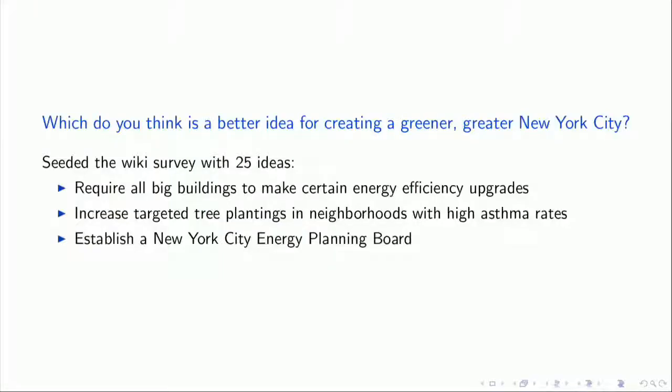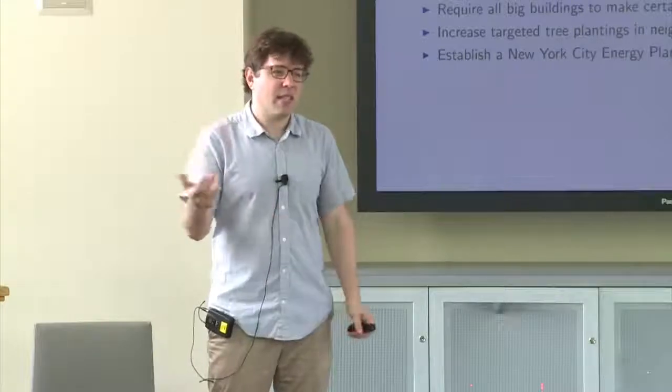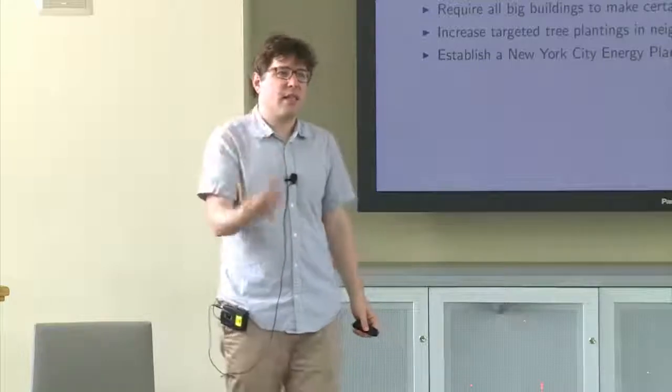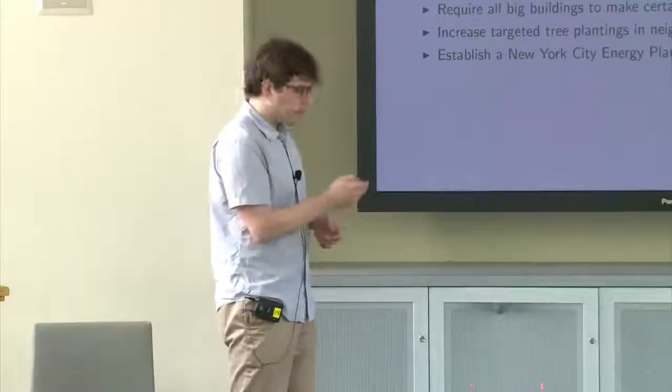What they did is they came up with a question: which do you think is a better idea for creating a greener, greater New York? And then they seeded the Wiki Survey with 25 ideas that they had from previous outreach efforts. Things like require buildings to make energy upgrades and so on. One of the things you'll notice is that all of these ideas are relatively short. This is not a place for your manifesto about the future of democracy or something. And that's intentional. We limited all the ideas to 140 characters, and that, again, is designed to make the process of participating a more enjoyable one.